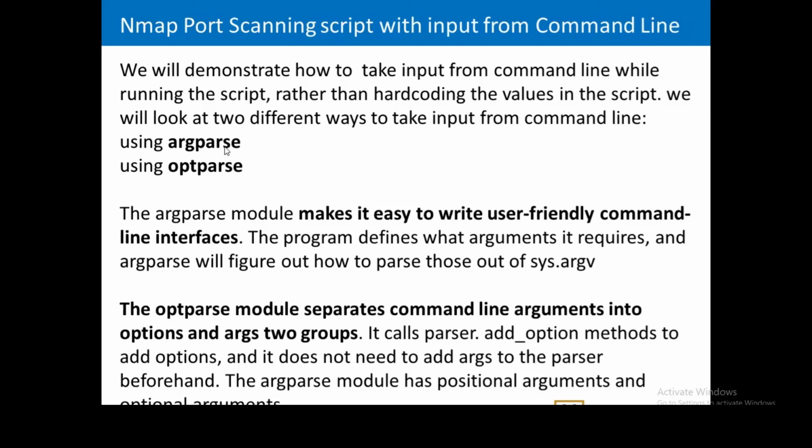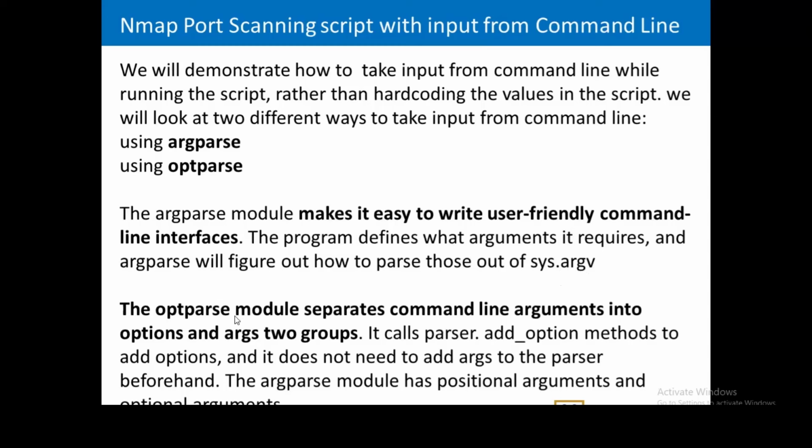You can use argparse and you can use optparse. I think optparse is getting obsolete, and I would love to use argparse. Let me explain the difference between the two. The argparse module makes it easy to write a user-friendly command line interface. The program defines what arguments it requires, and argparse will figure out how to parse those out of sys.argv. So instead of using sys.argv, you can use argparse.